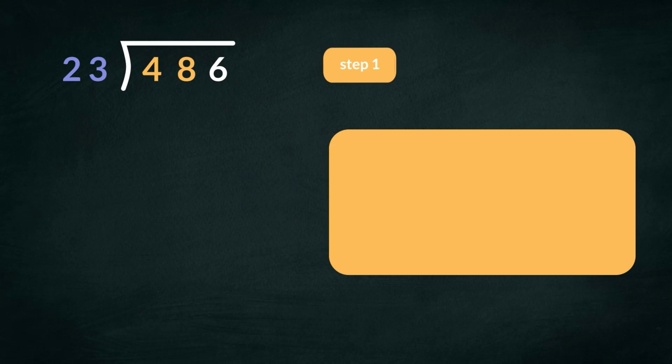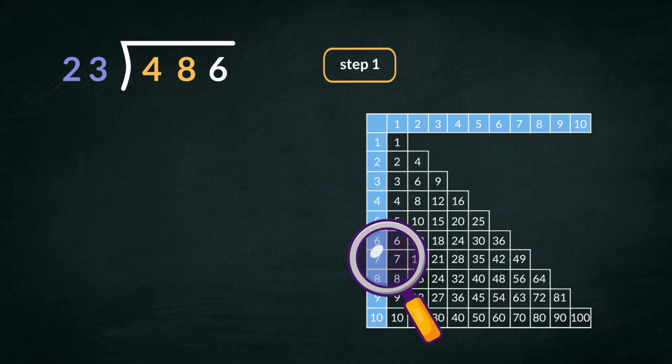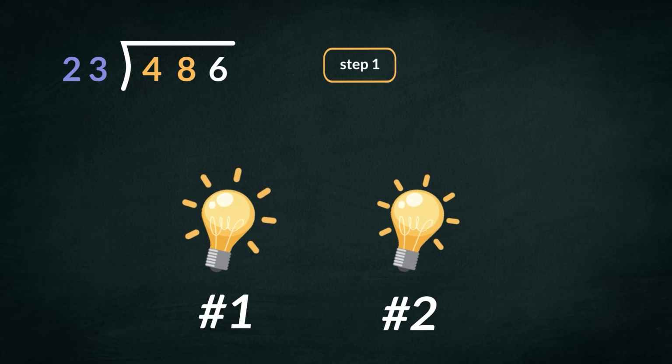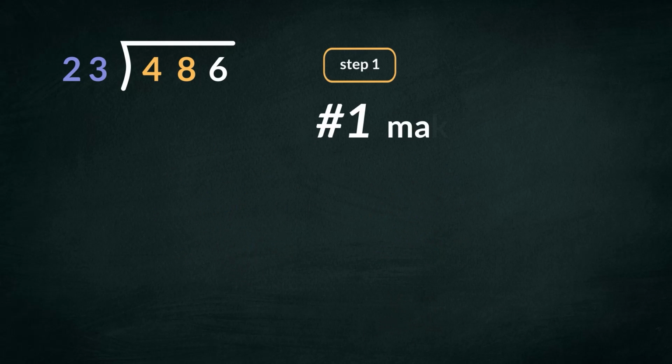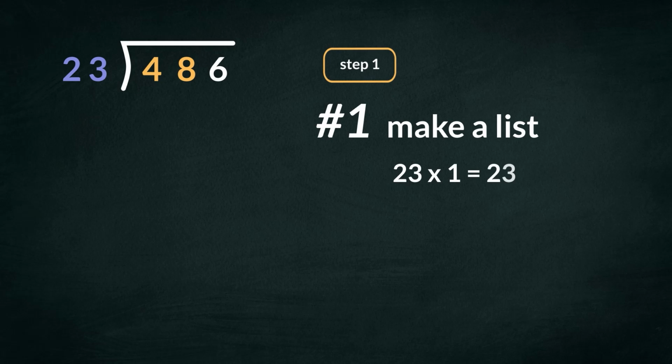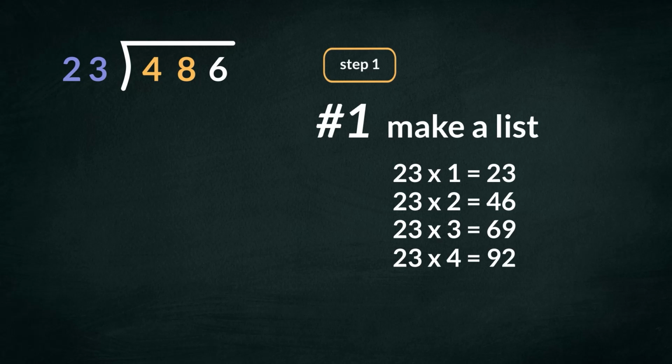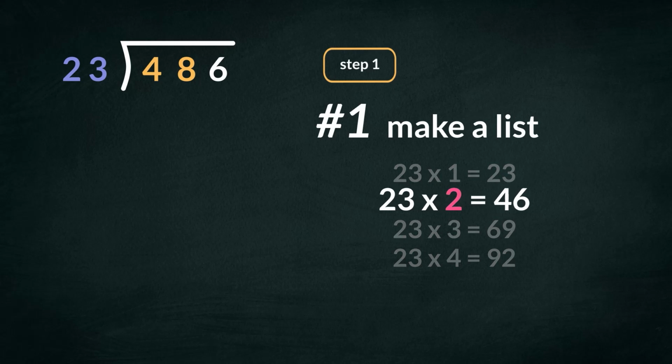All right, step 1, dividing 48 by 23. First, how many 23s do we need to reach or almost reach 48? Well, we can't find multiples of 23 on the multiplication table, I'll tell you that much. So here are two other ways you can figure out the answer. One, you can draft a list of multiples of 23 on the side. 23 times 1 equals 23. 23 times 2 equals 46. Oh, hey, you can see that 46 almost reaches 48. So the number of divisors that we're looking for is 2.